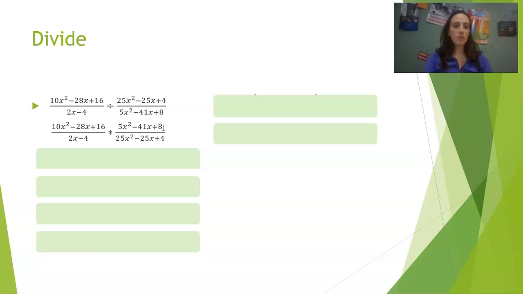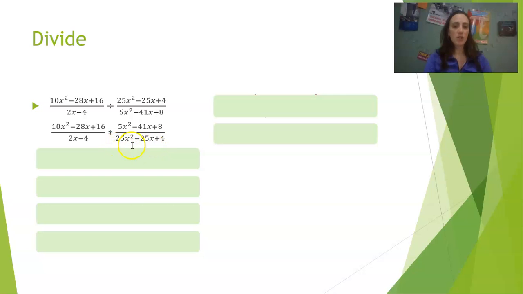I'm going to search for two values that multiply to give me 40, but when I add them together, it gives me negative 41. So I can think of negative 40 and negative 1. And then my 25x squared minus 25x plus 4, same concept.